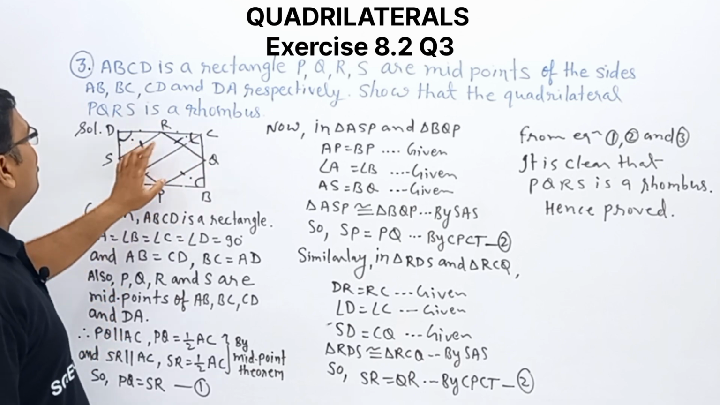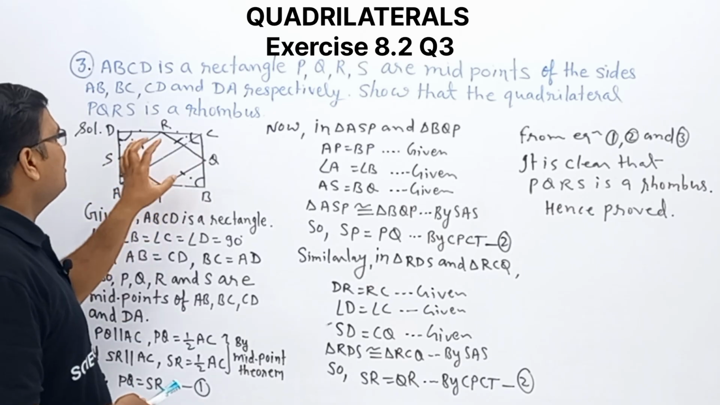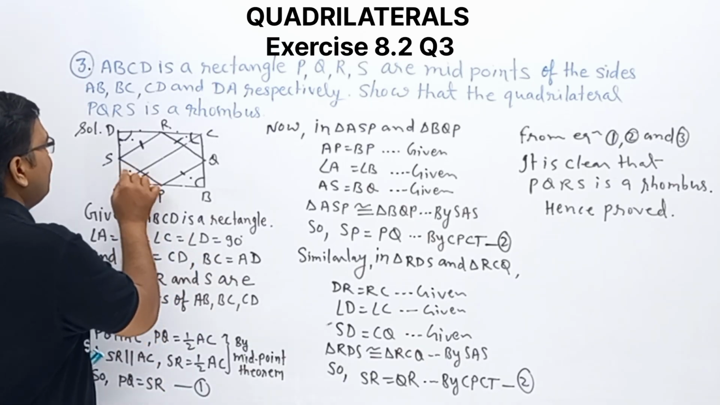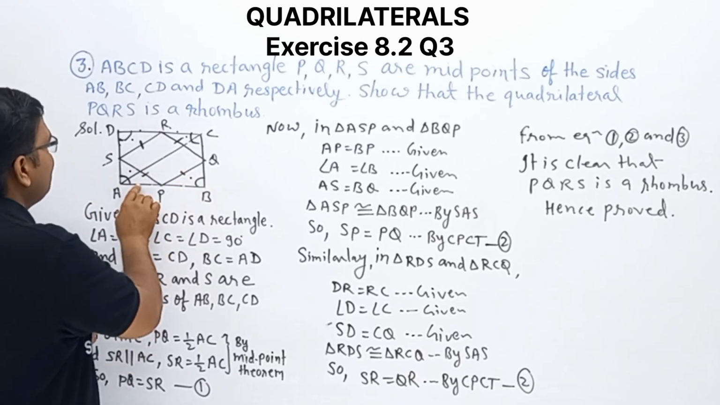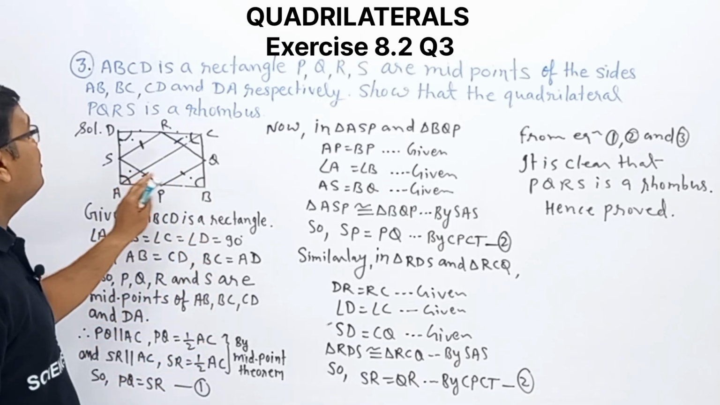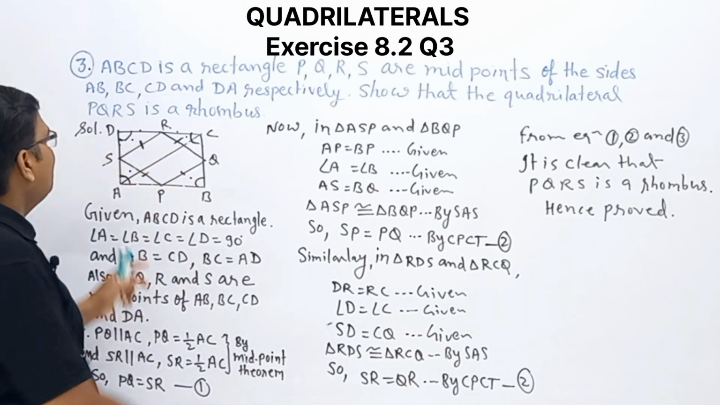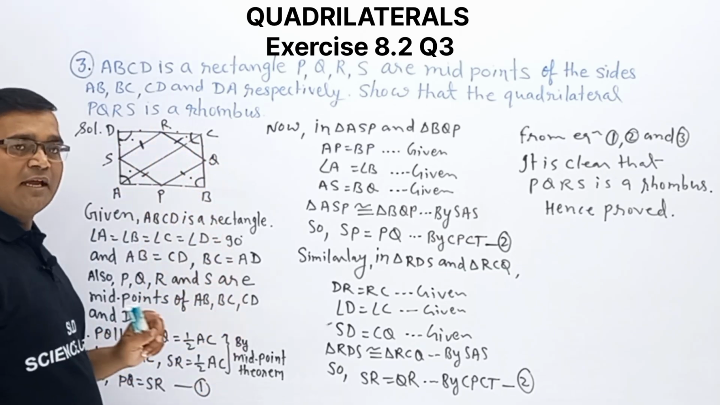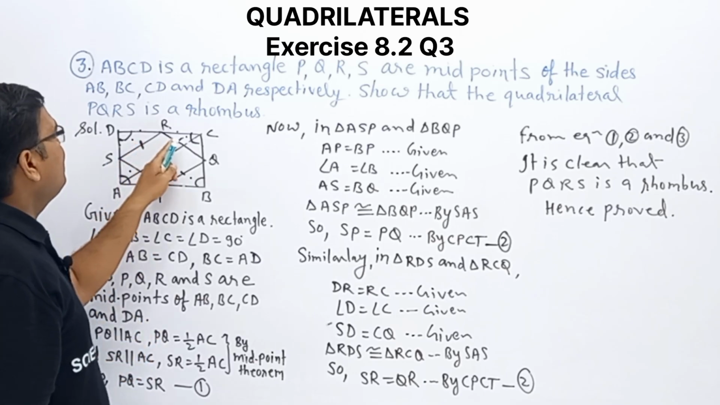And this is a rectangle, so all angles will be 90 degrees. Now we want to prove that quadrilateral PQRS is a rhombus. So we are taking this triangle first and proving they are congruent. We proved that this side equals this one, this side equals this one, and this angle equals this one. By side angle side congruence we proved that these two triangles are congruent. Once we prove the congruence, this side will be equal to this one. Similarly for these two triangles, this side equals this one, this equals this one, and this angle equals this one. Again by side angle side congruence, we proved that these two triangles are congruent. So this side will be equal to this one.